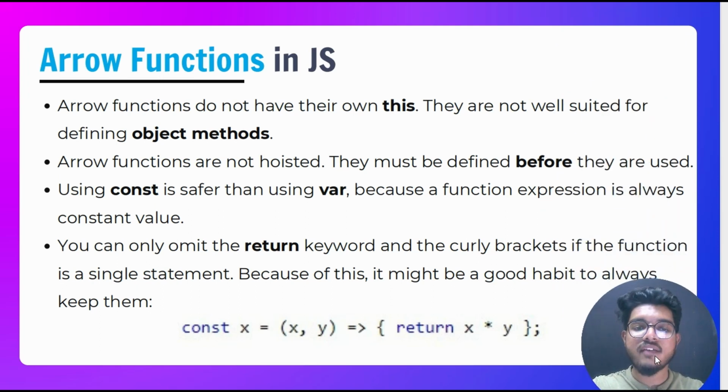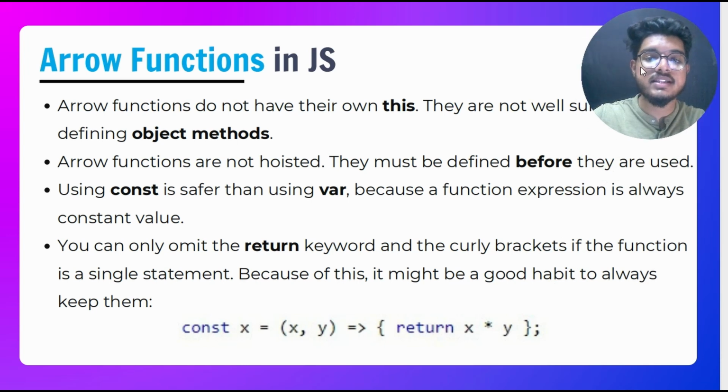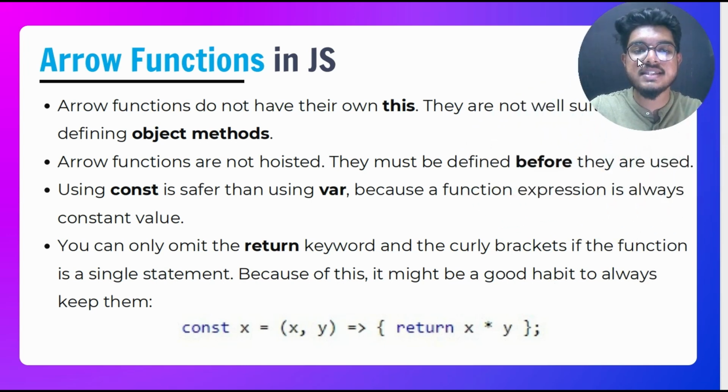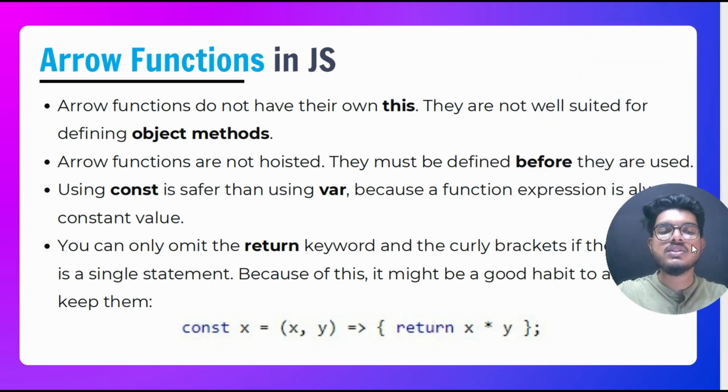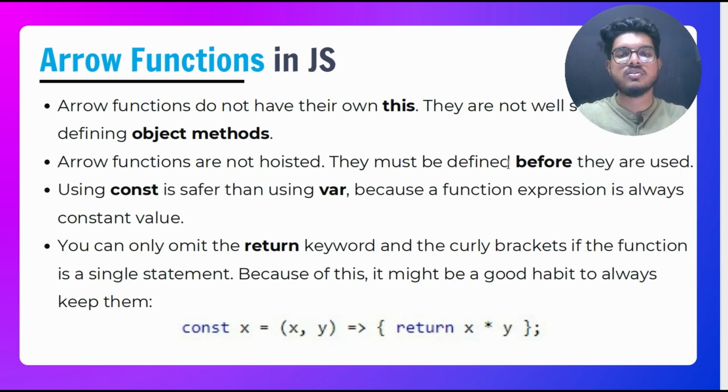Arrow functions do not have their own this. Do not worry about this; it will be discussed in the OOP concepts. We'll discuss OOP, then we'll discuss this. They are not well suited for defining object methods. Do not worry about objects and classes; when we get into OOP concepts, we'll discuss this in detail. Arrow functions are not hoisted. We have said that arrow functions are expressions, so they cannot be hoisted. They must be defined before they are used. You cannot call the function first and then declare it because they are not hoisted.